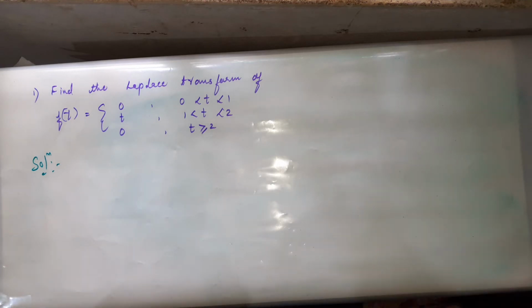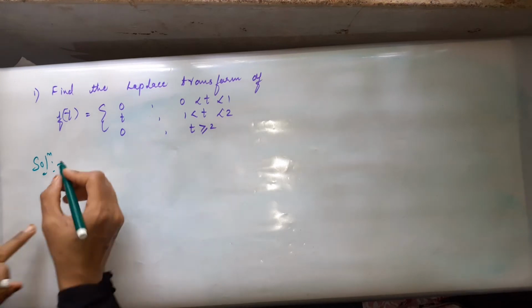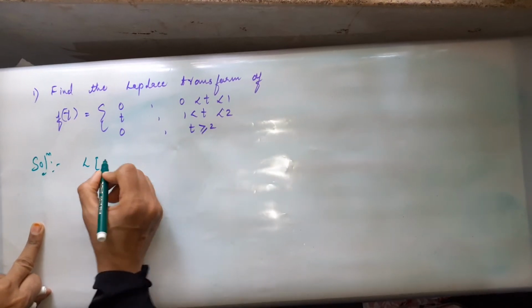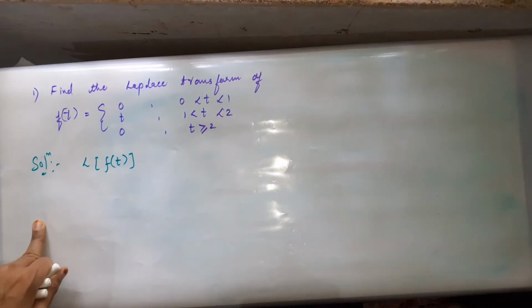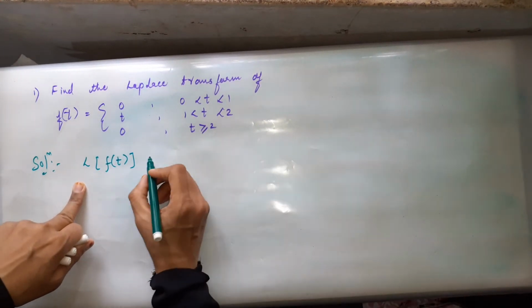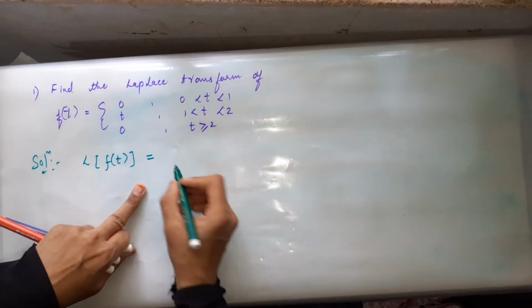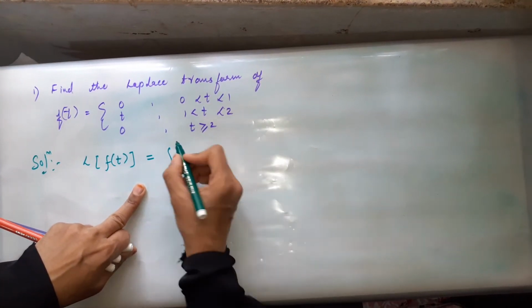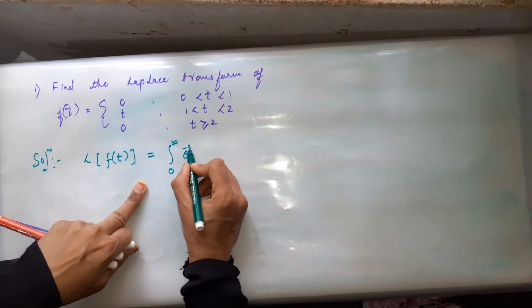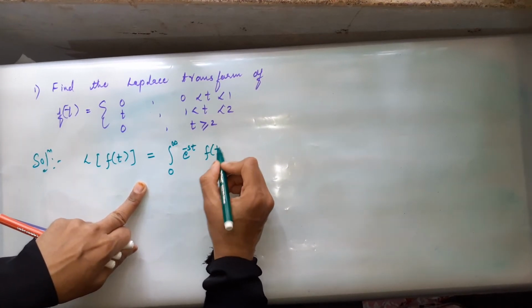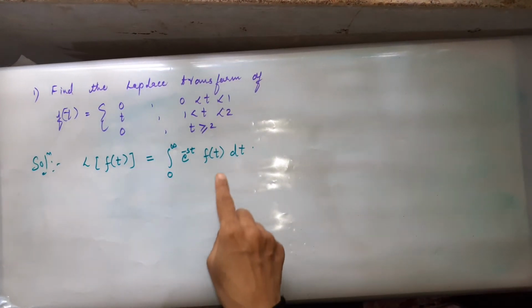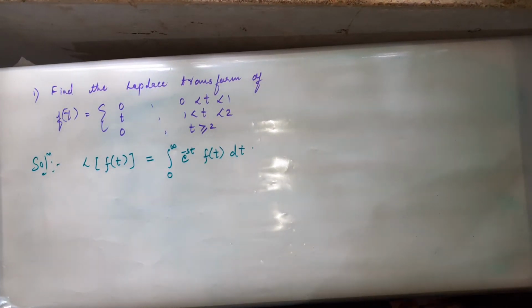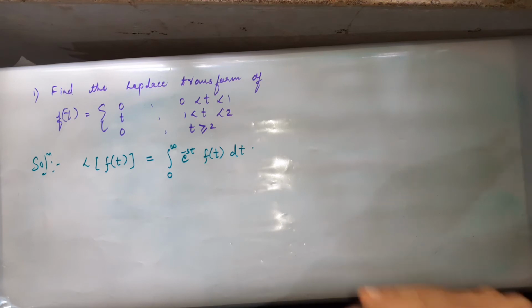Let's see. Basically, let us start with the basic definition of the Laplace transform. The Laplace transform of any function f of t is denoted by L of f of t, and it is defined to be, as we had written in the definition, the integration from 0 to infinity of e to the power minus st f of t dt. But your function f of t is not defined in one single way throughout the interval from 0 to infinity. It is defined in 3 different ways.